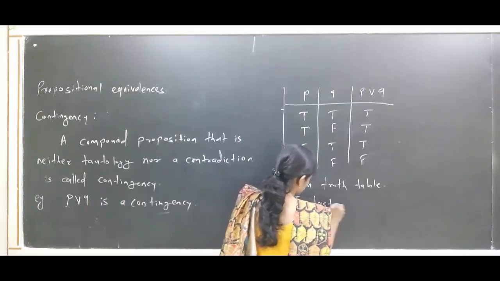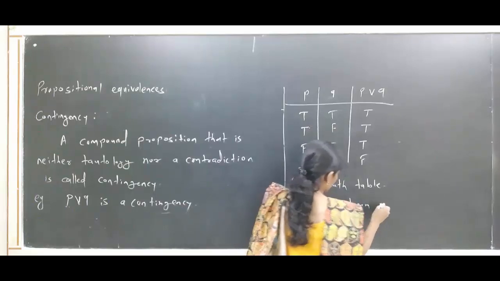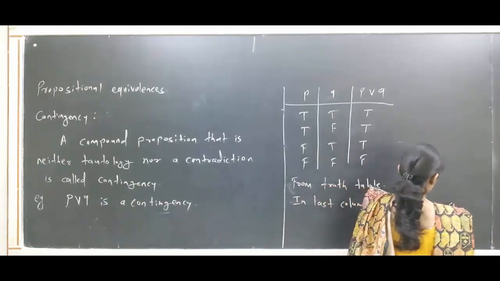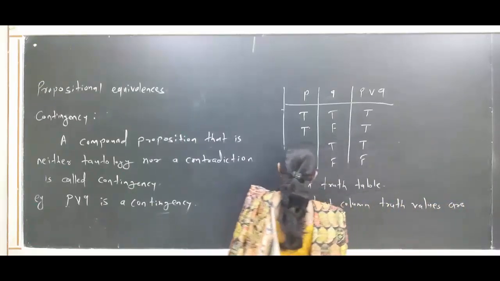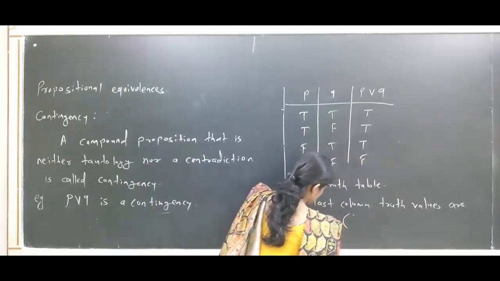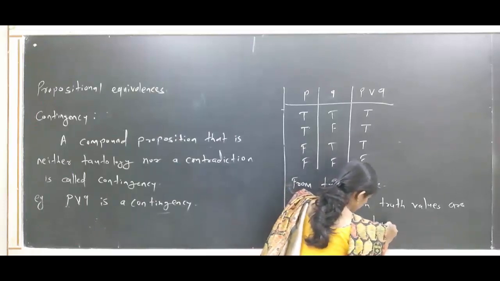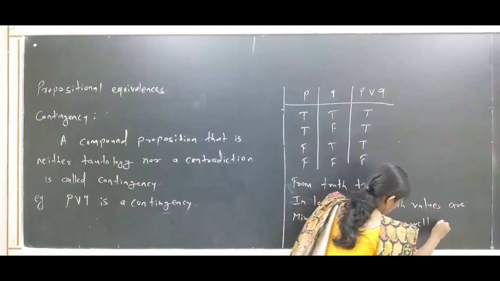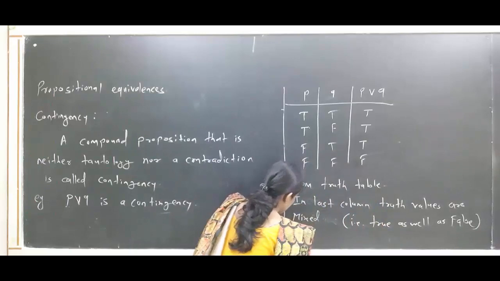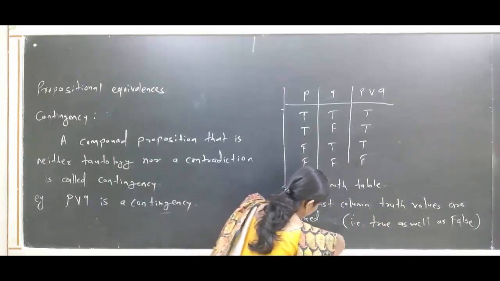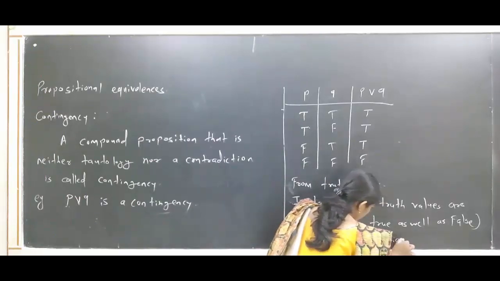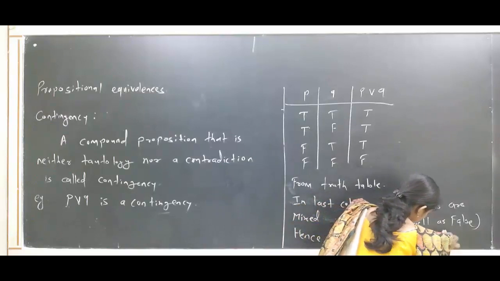In the last column, truth values are mixed, that is true as well as false. Hence, the given proposition is a contingency.